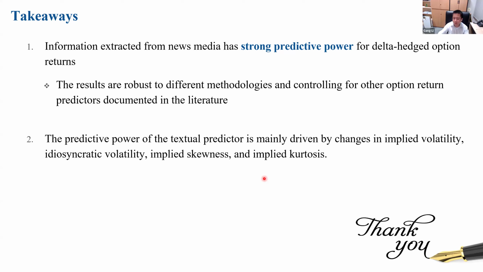But no matter which method we use to study the interpretations, our conclusion doesn't change: the predictive power of the textual predictor from the machine learning model is mainly driven by volatility related information. Okay, so that's what I have for this seminar, and we are looking forward to any feedback, questions, and comments about our paper. Thanks.